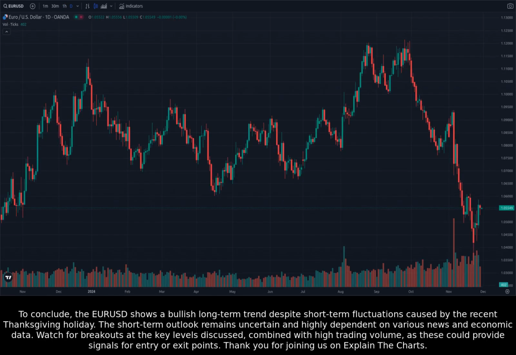To conclude, the EURUSD shows a bullish long-term trend despite short-term fluctuations caused by the recent Thanksgiving holiday. The short-term outlook remains uncertain and highly dependent on various news and economic data. Watch for breakouts at the key levels discussed, combined with high trading volume, as these could provide signals for entry or exit points.